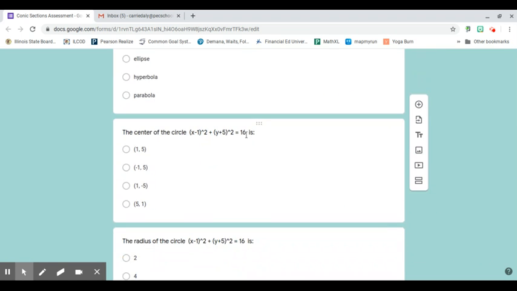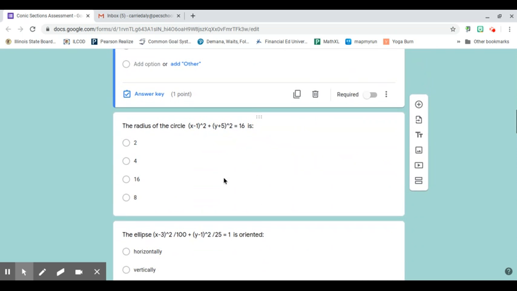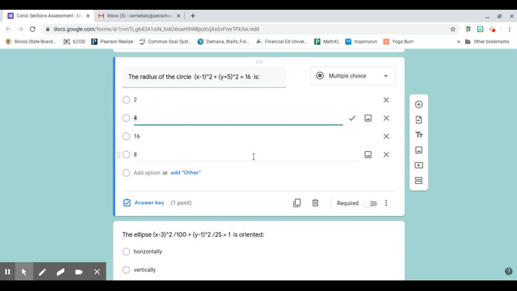This next equation is the equation of a circle, and what is the center? Well, we would go right 1, down 5. So (1, -5) was the correct answer there. This next question: what's the radius of this circle? Well, this value right here, 16, is the radius squared. So the square root of 16 will give you the radius, 4.